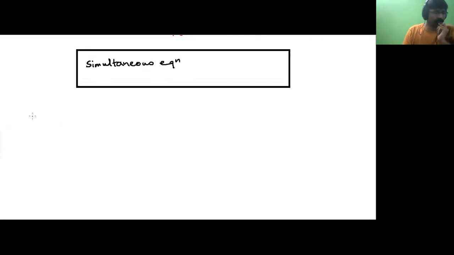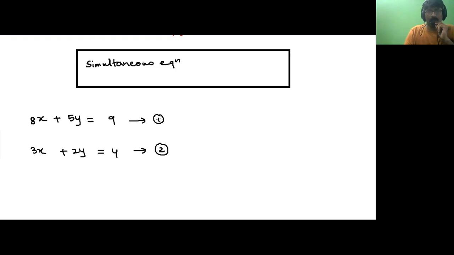When we see there are two variables, like 8x plus 5y is equal to 9, and the other equation is 3x plus 2y is equal to 4. What do you mean by that? So there are two variables and there are two equations. Equation number 1 and equation number 2. And what are the two variables? X and y. In both the equations, there will be two variables.